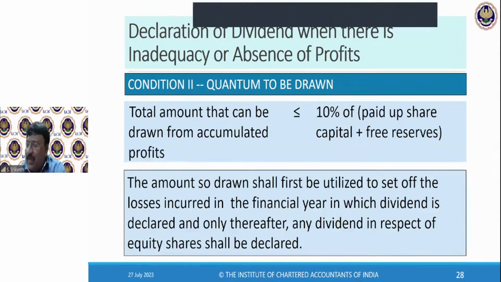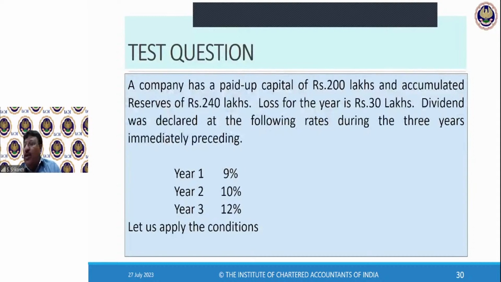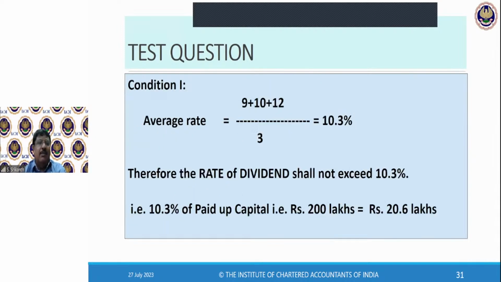14 lakhs is correct. That is the quantum. I am asking the rate. So what is the paid up capital? 200 crores, no? So 14 divided by 200 into 100 gives me 7%, as told by Kavita ji, which is the correct answer. 7% is the correct answer.